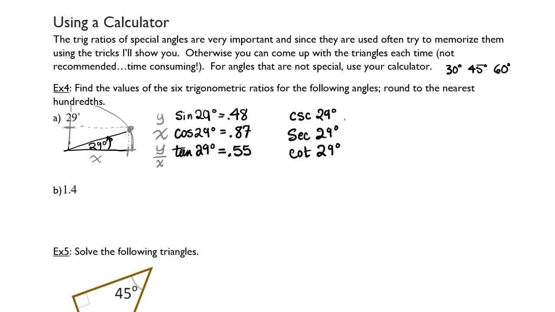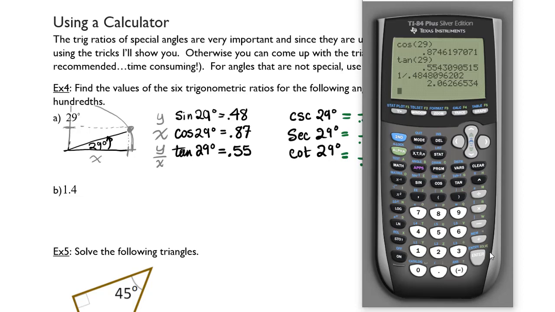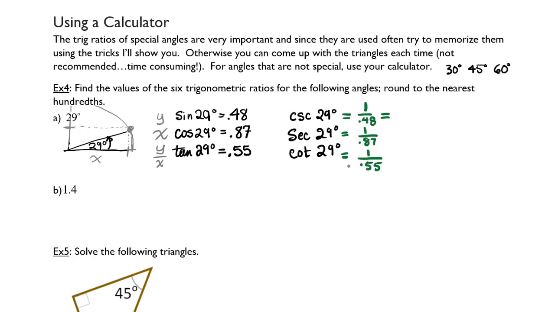If we look at cosecant of 29 degrees, we could take the reciprocal of sine of 29 degrees. Remember, because cosecant is 1 over sine. So this would be equivalent to 1 over 0.48. Secant would be equivalent to 1 over 0.87. And cotangent would be equivalent to 1 over 0.55. So let's see what that gives us. 2.06.